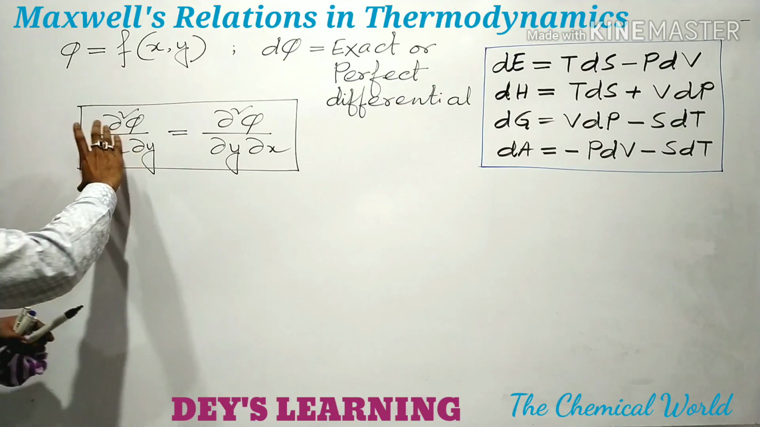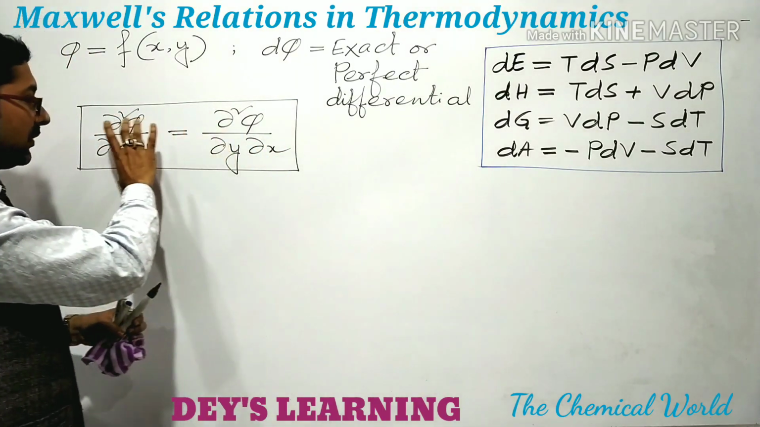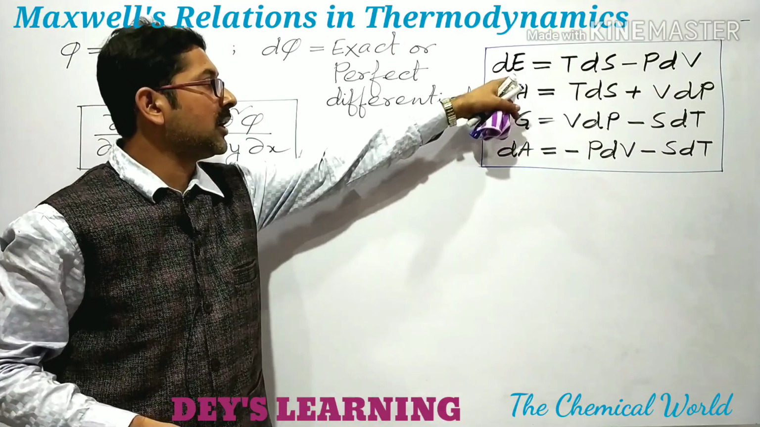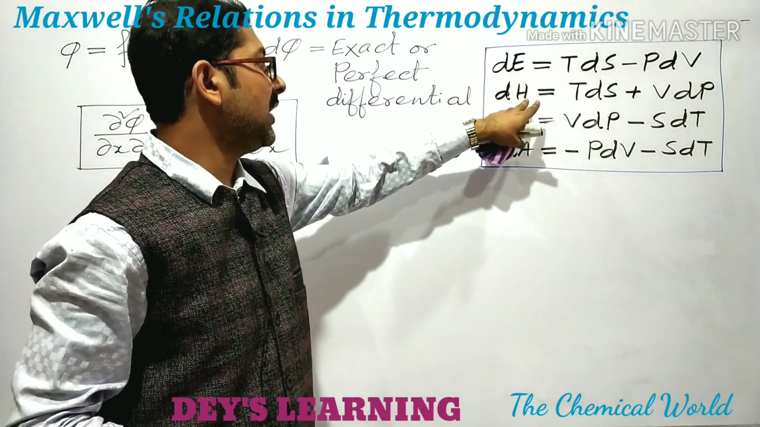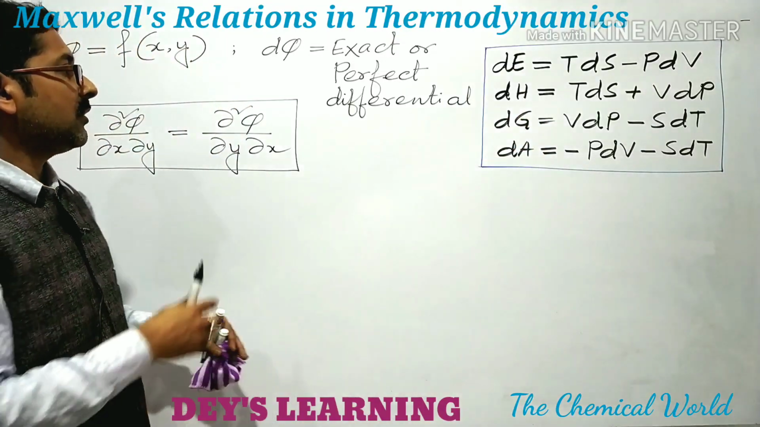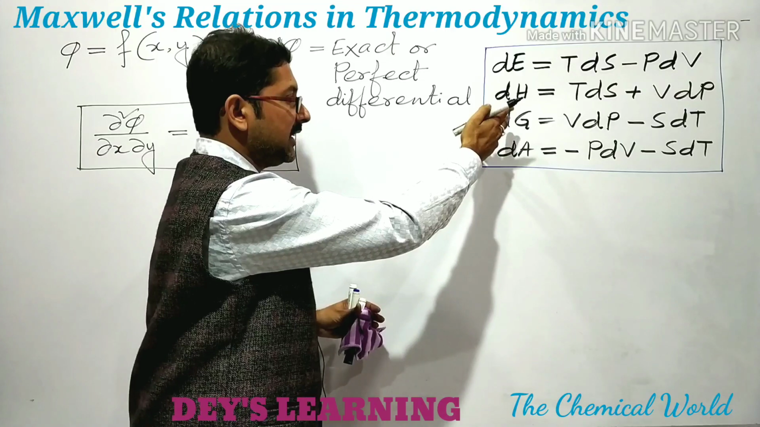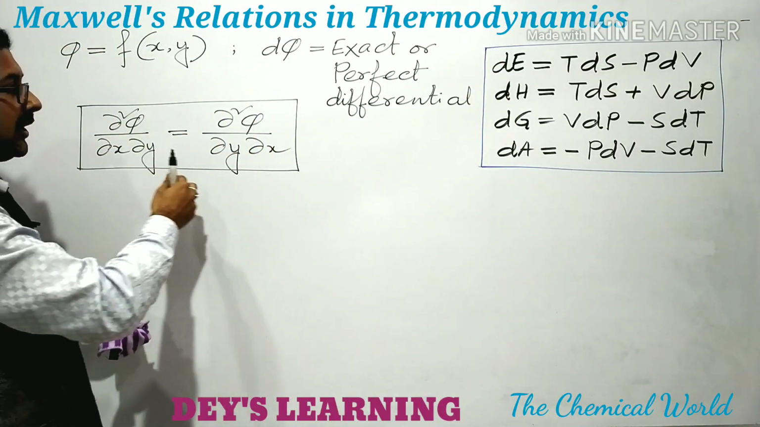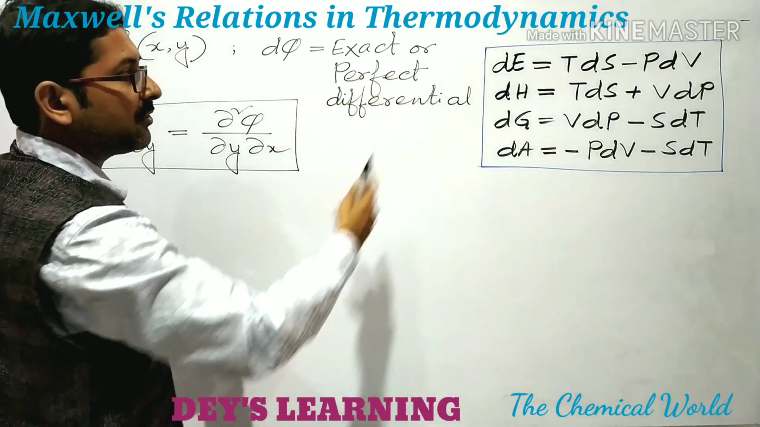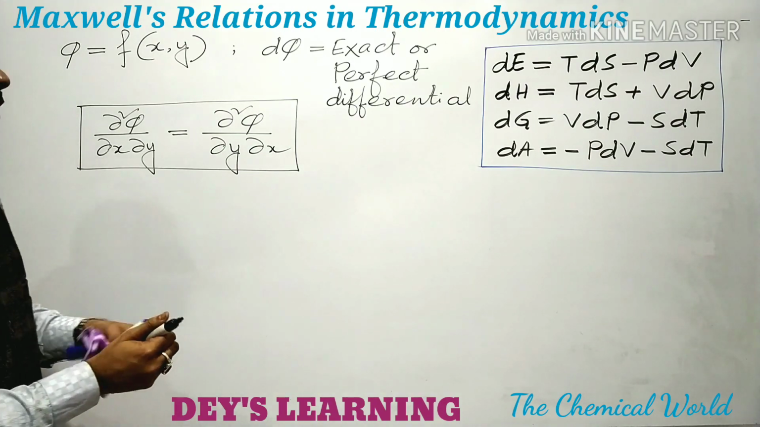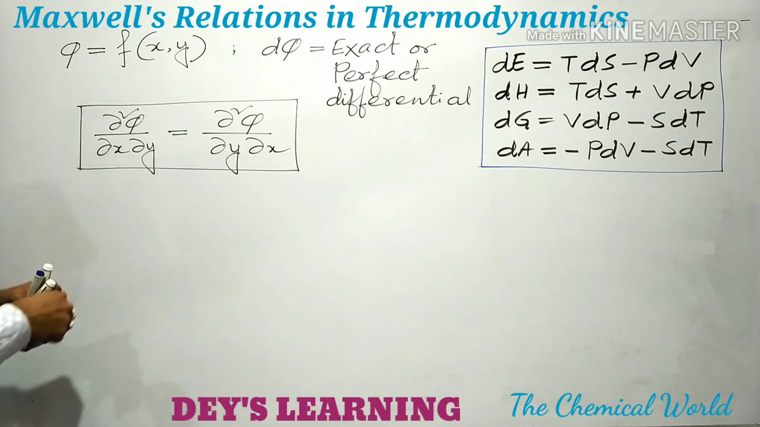So we can use all this relation for all the four thermodynamic parameters, because all are state functions: internal energy, enthalpy, Gibbs free energy, and Helmholtz free energy. So dE, dH, dG, and dA all are perfect differentials. So we can apply this relation for all the four perfect differentials. Now we can do one by one.